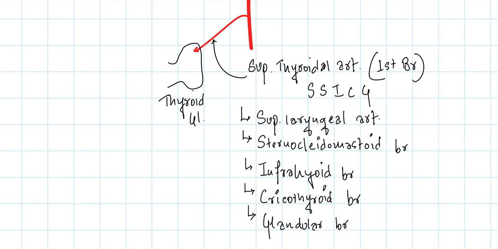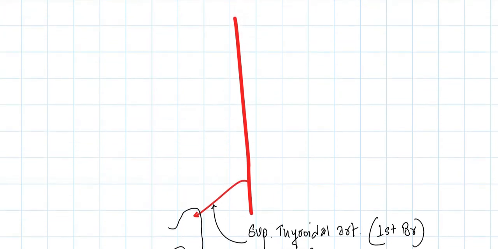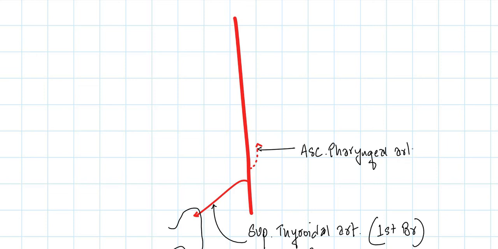Now let's talk about the second branch. The second branch that we should talk about is going medially, so it's a medial branch. You can clearly see the branch that's going medially. Can you name the branch? It's called the ascending pharyngeal artery. It's between the internal carotid and the pharynx, so that's why it's called the ascending pharyngeal artery.